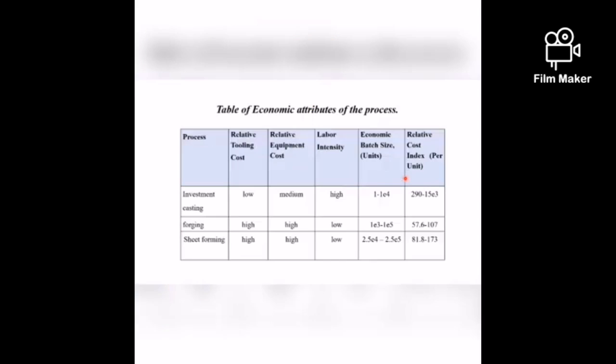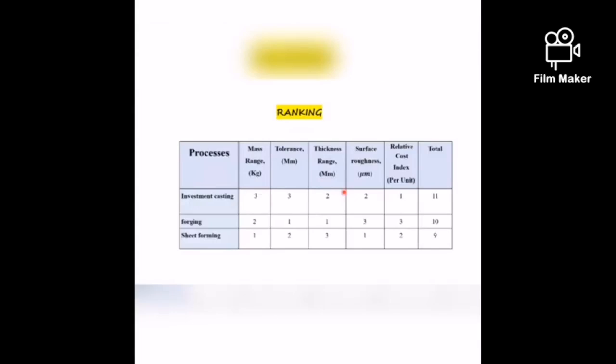And for double confirmation, we do the economic attributes of the process. The information in this table also we got from the CES software. In conclusion, due to the highest ranking in the ranking process, we conclude that the investment casting process is the best process for the titanium alloy.